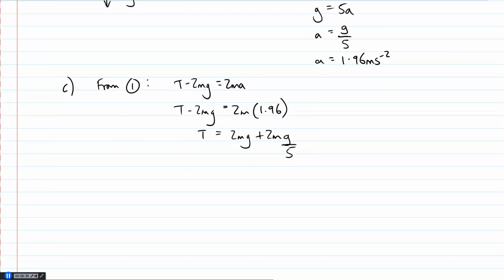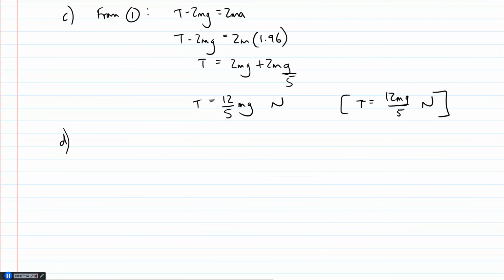And if we just tidy all this up, you can use your calculators to help you. 2 plus 2/5, because these are both terms in mg, aren't they? So 2 plus 2/5 is 2 and 2/5, or 12 over 5 lots of mg, or I could write this as 12mg over 5, and this will be in newtons. We still don't know the mass m yet, but we can write T as 12mg over 5.